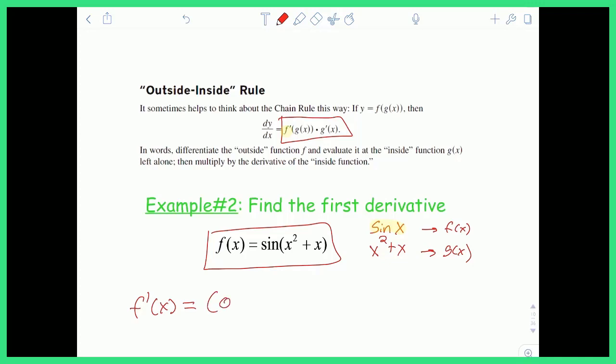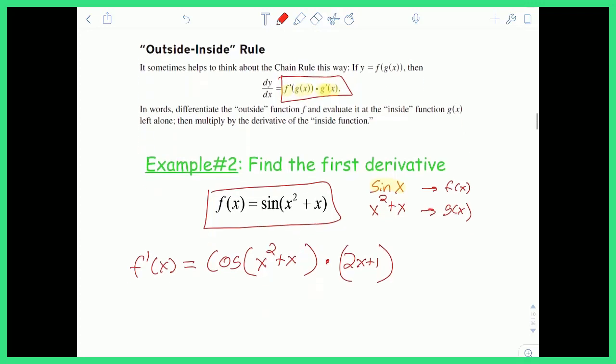So it's cosine evaluated at the inner function, multiplied by the derivative of the inside. Now the derivative of x squared plus x is simply 2x plus 1 in parentheses there. Okay? And that's the function. It doesn't really clean up much more than that.